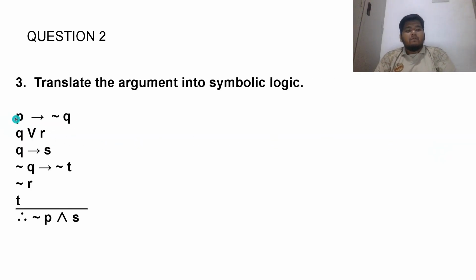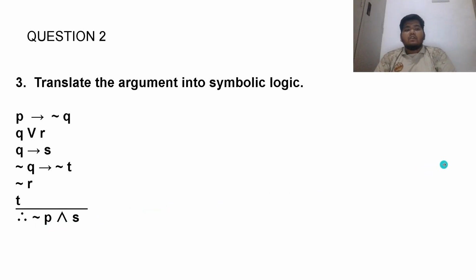So first, P if and only if not Q. The second premise is Q or R. The third premise is Q if and only if S. And the fourth premise is not Q if and only if not T. The fifth premise is not R. The sixth premise is T. Now the conclusion for the whole argument would be not P and S.